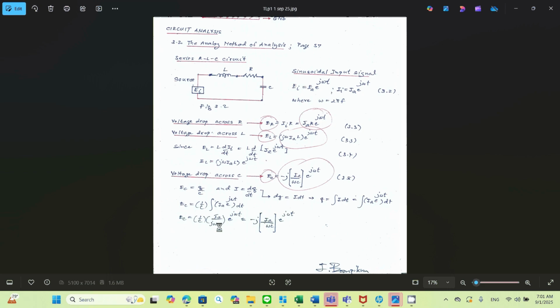What else do we have here? As I mentioned before, if you want to find the magnitude of the voltage drop across the capacitor, you simply take IA over omega C, and this agrees with Ohm's law, V equal to IR. So your R, or in this case the impedance, is equal to 1 over omega C. And for the inductor, the impedance is equal to omega L.